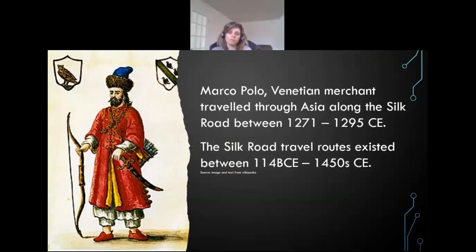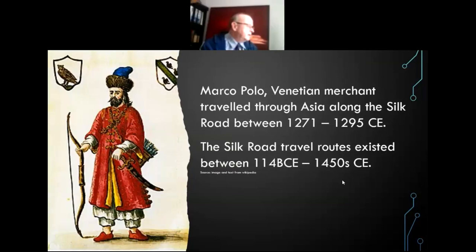Marco Polo. Oh, okay. A Venetian merchant who traveled through Asia along the Silk Road between 1271 and 1295 CE. So he was traveling along the Silk Road across Asia to China, to the Far East, for quite a number of years, a couple hundred years before Christopher Columbus in 1492. And that Silk Road travel route existed.